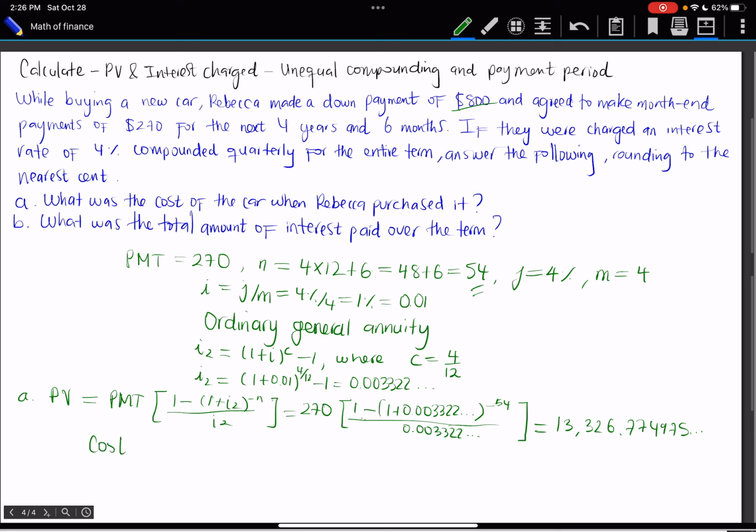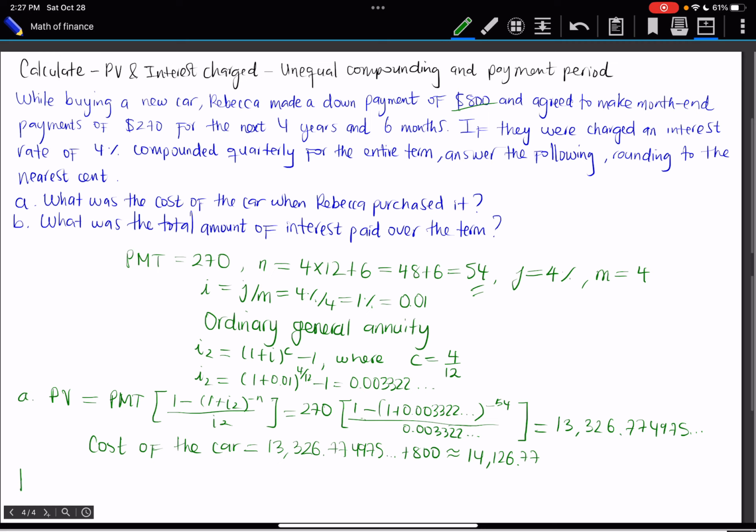So the cost of the car when Rebecca purchased it was the value we just found, 13,326.774975, etc., plus $800, the down payment. And when we add those two numbers up, we get approximately $14,126.77.